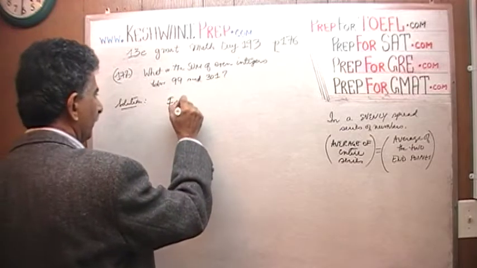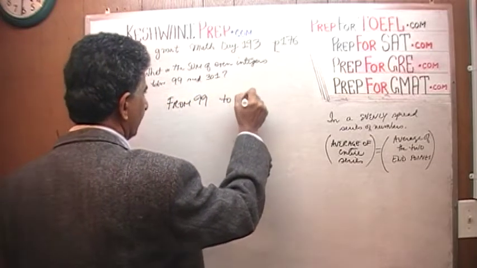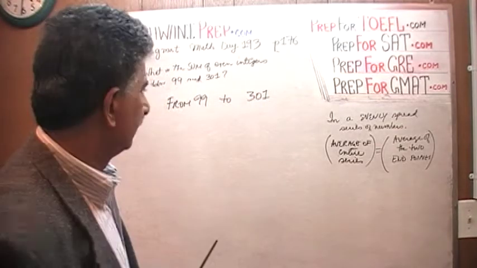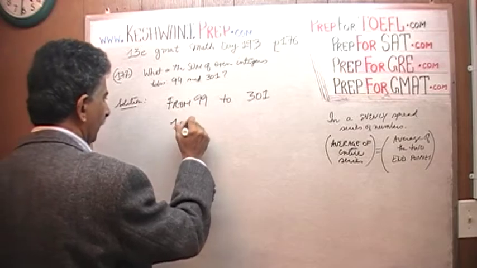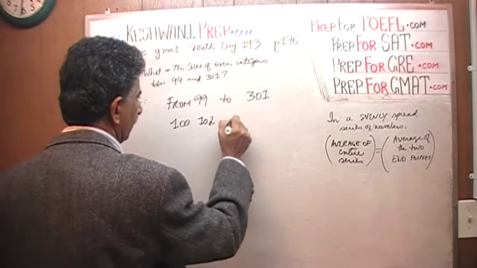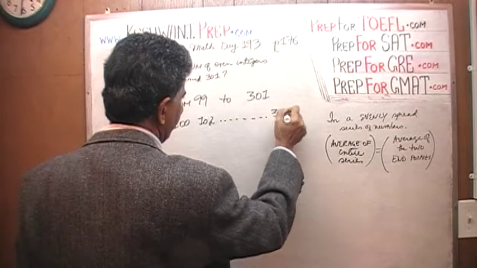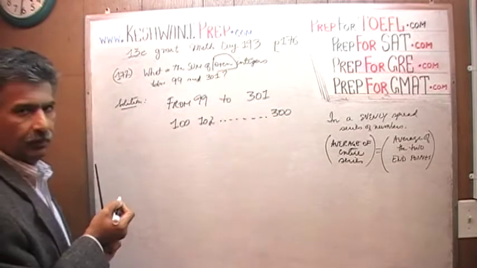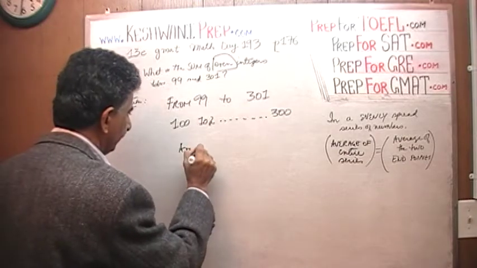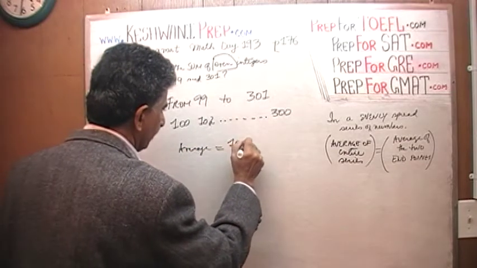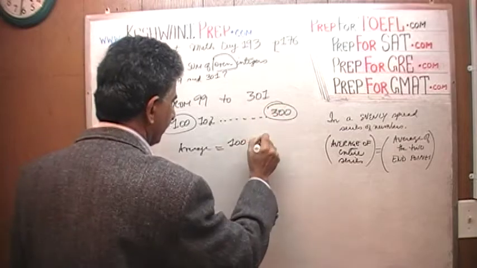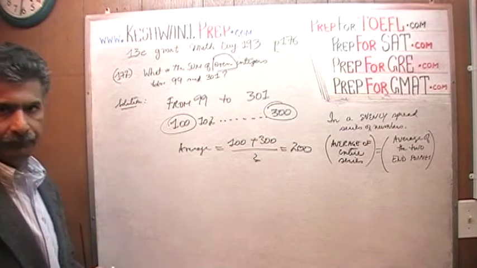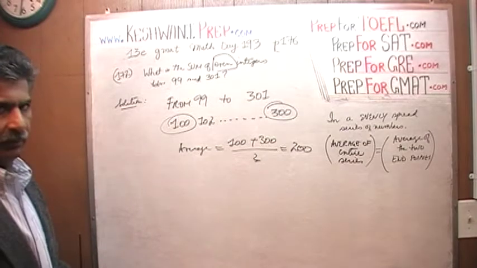From 99 to 301, we have to ask ourselves, where does our series start and where does it end? Our series begins at 100, 102, and so on, and the very last entry is going to be 300, because we're looking at even integers. So the average of the entire series is the endpoints, 100 plus 300 over 2. The average of the series is 200.